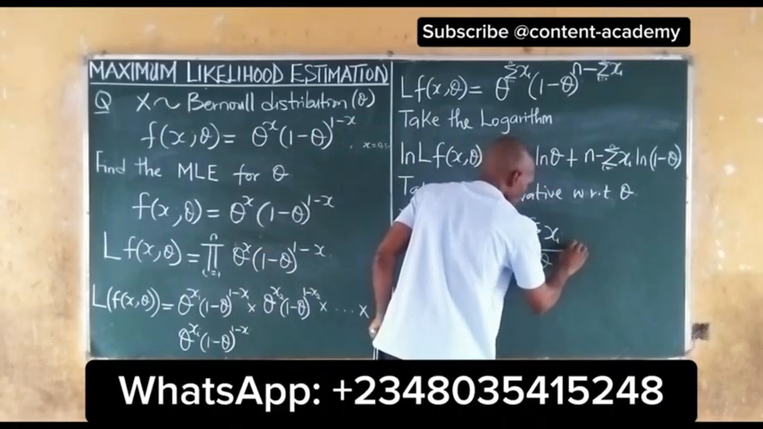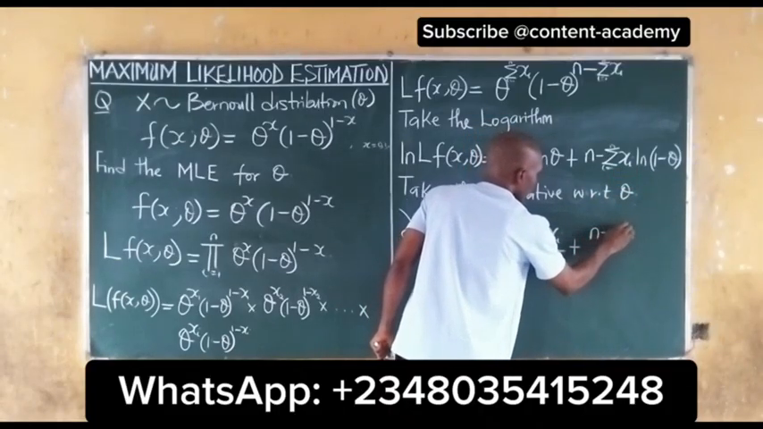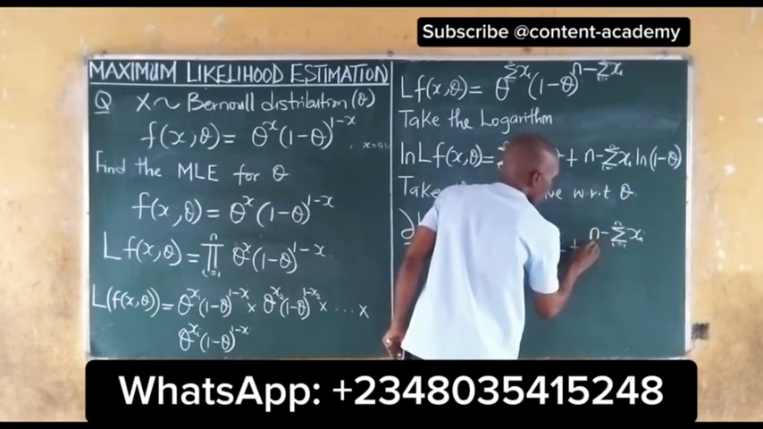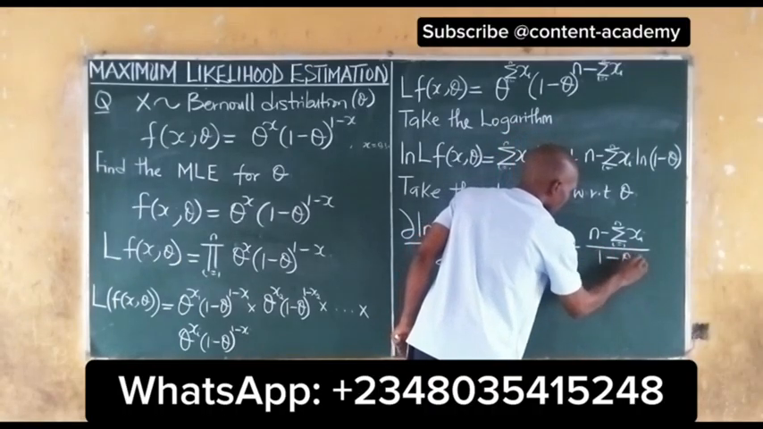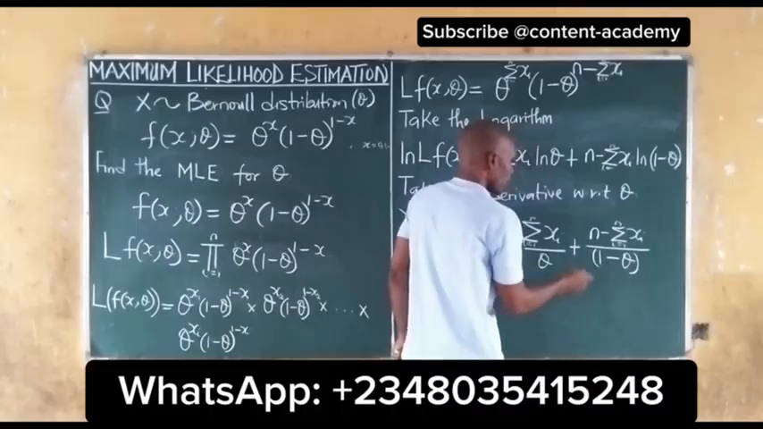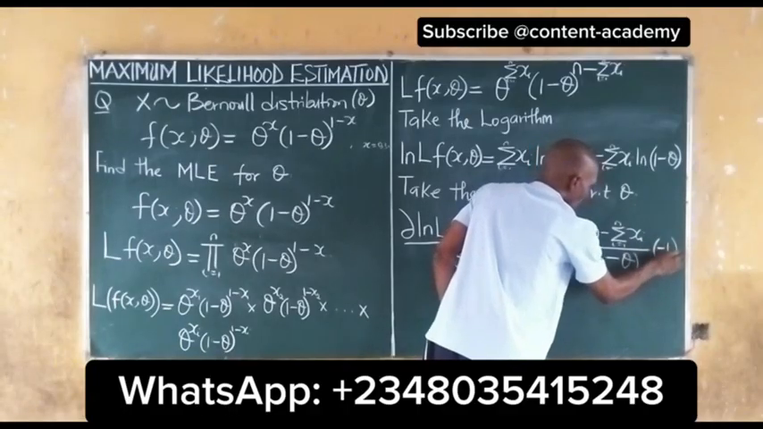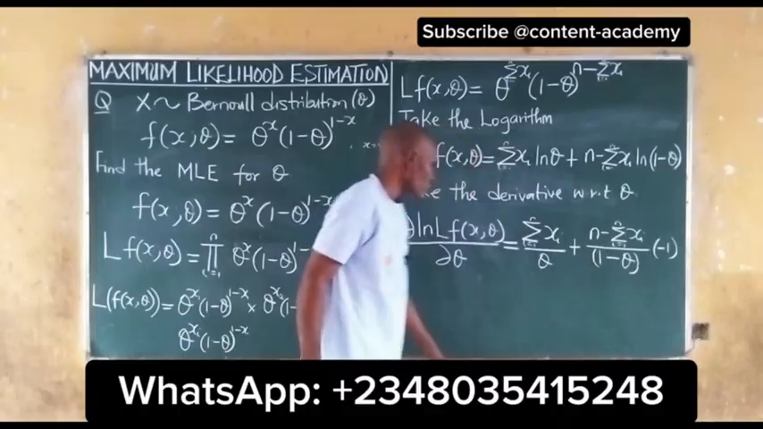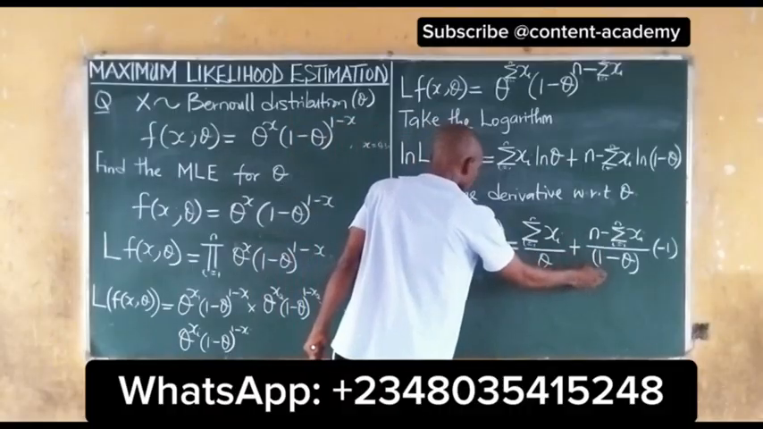Plus, if we differentiate this function, we get n minus summation of xi as i running from 1 to n all over 1 minus theta. Since we are differentiating with respect to negative theta, we will write negative 1 here, because if we differentiate with respect to this, we have negative 1. So this is it. The next thing to do is to rewrite this properly.